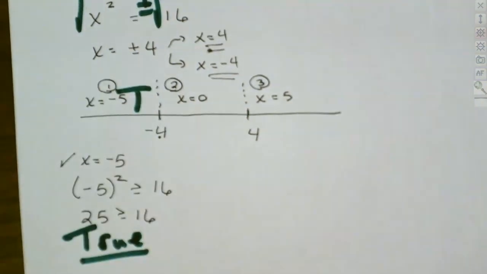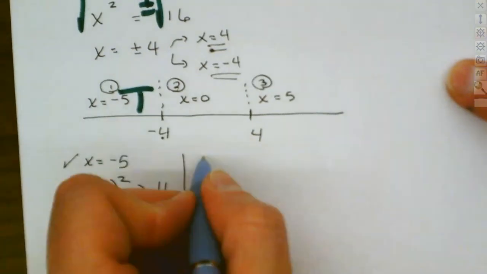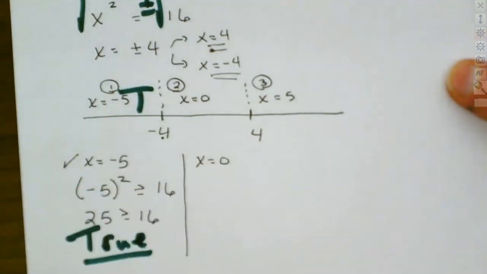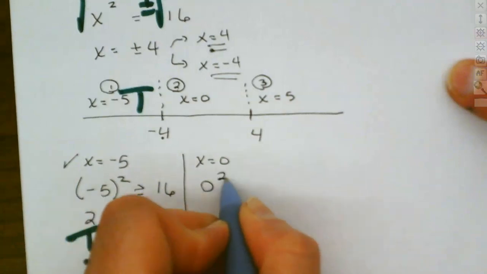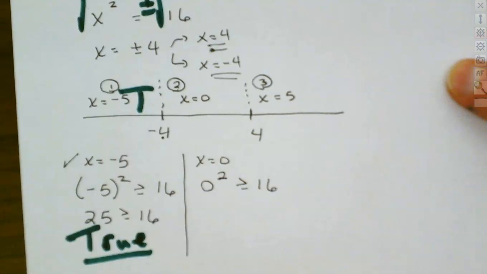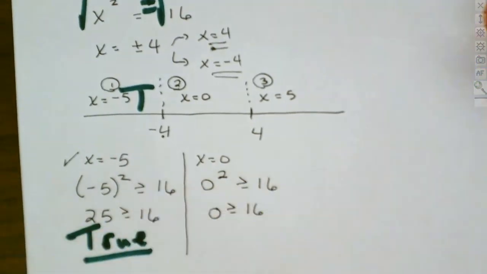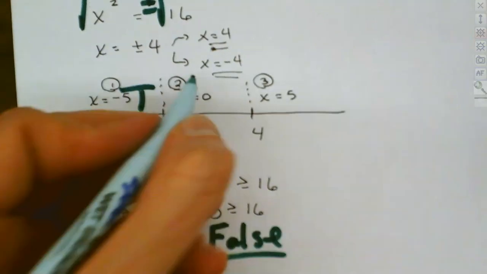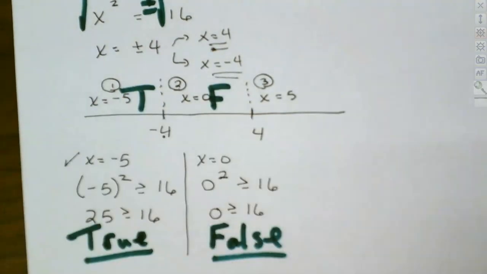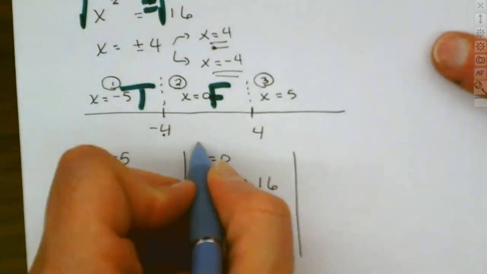Now, the middle should be false, but let's check it and make sure. So let's pick 0. That's easy. 0 squared is greater than or equal to 16. Well, 0 squared is 0. Is 0 greater than 16? Is that true or false? Is 0 bigger than 16? No, it is not. So that is false. And that was region 2.